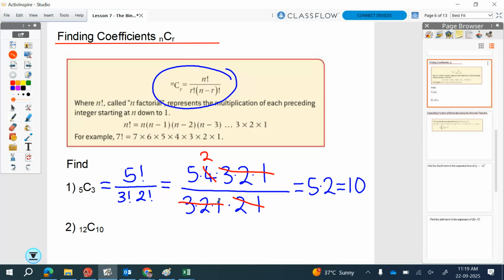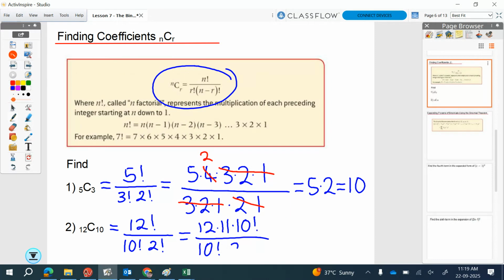Okay, so what you want to do for this one is we are going to need 12 factorial over 10 factorial times 2 factorial. This one at the top, don't pull out all the terms from 12 down. Just pull out 12 times 11. Pull out 2 terms until you get to 10 factorial. We're going to leave this one as 10 factorial, and this one's going to be 2. It's not 2 factorial, it's 2 times 1, which is 2.